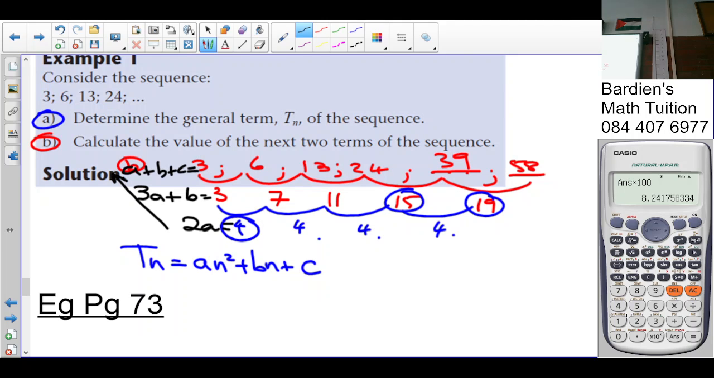Okay, so where can we start? We start by saying 2a is equal to 4. 2a is equal to 4.